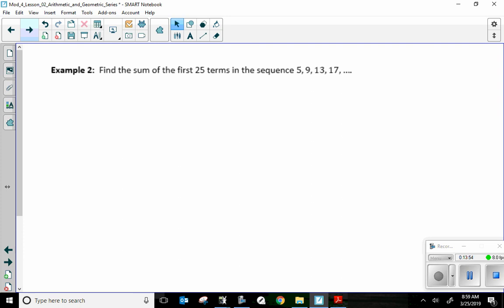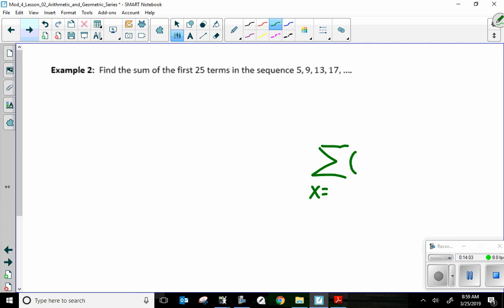We are going to apply summation here. So in order to do summation, x equals the starting term. I need to figure out where it ends, and I need an expression.